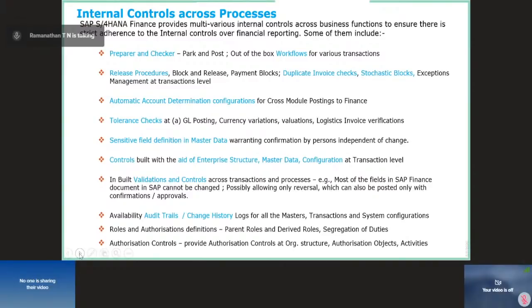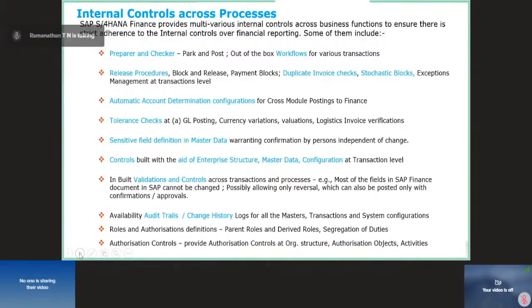Or let's talk about the automatic account determination configurations, cross modules. Whenever there are raw material movements or inward receipt of a raw material, the system automatically posts an entry in financial accounting, debiting inventory raw material and crediting GRIR accrual, right?